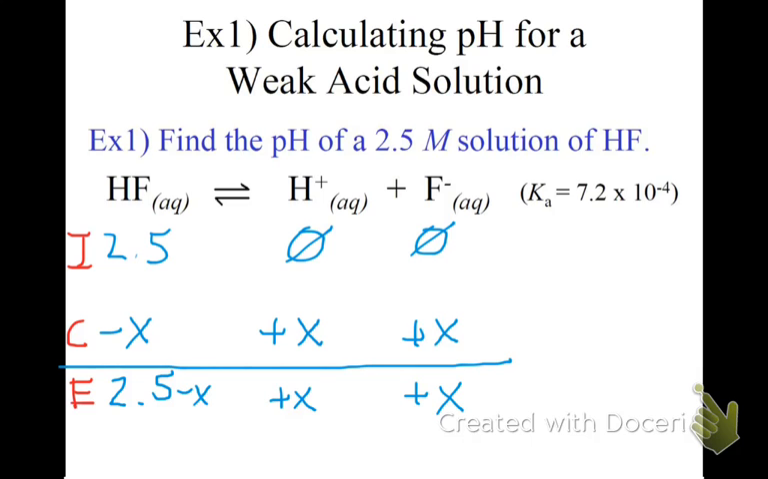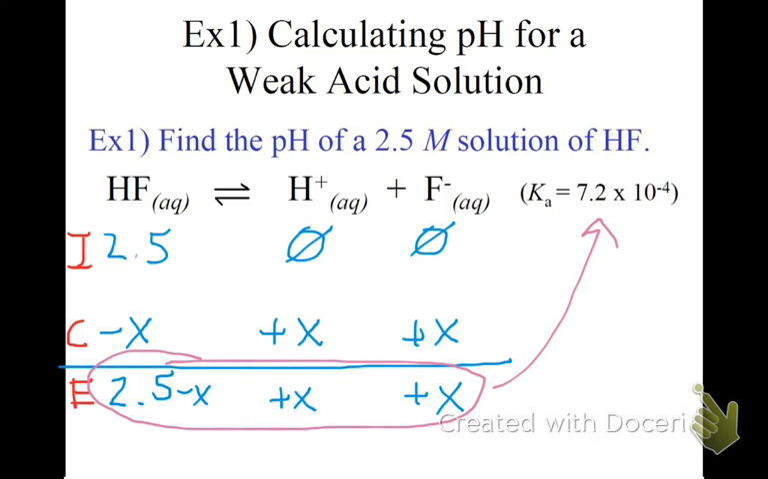Now that we have that information, we can take those values and we can plug them in up top into the Ka equation. So we do know what Ka equals. Ka is 7.2 times 10 to the negative 4th. So let's take these variables and numbers and plug them into an equation. So I'm going to go to a fresh screen, but remember these values that you see on here.